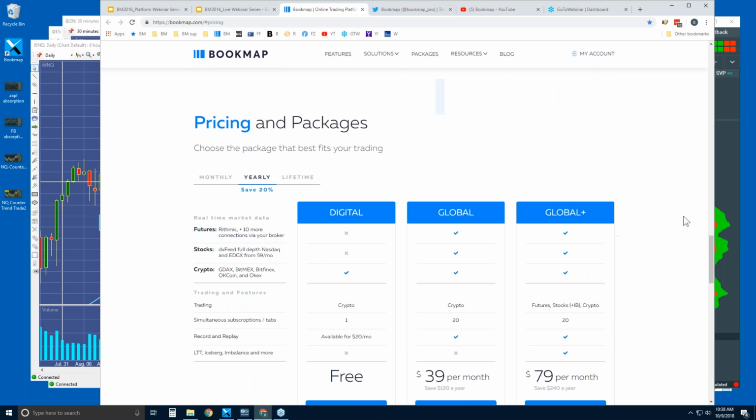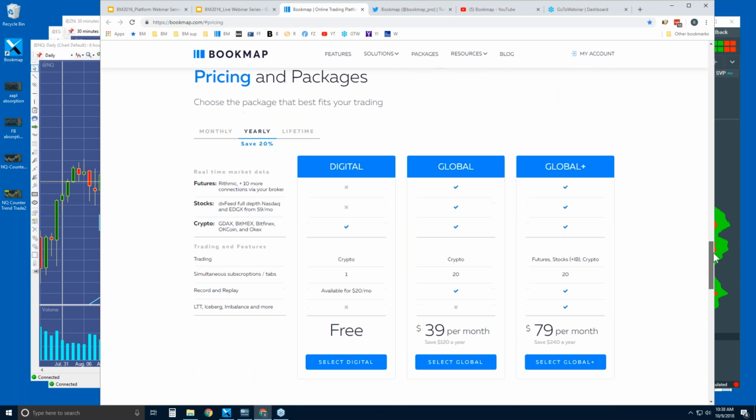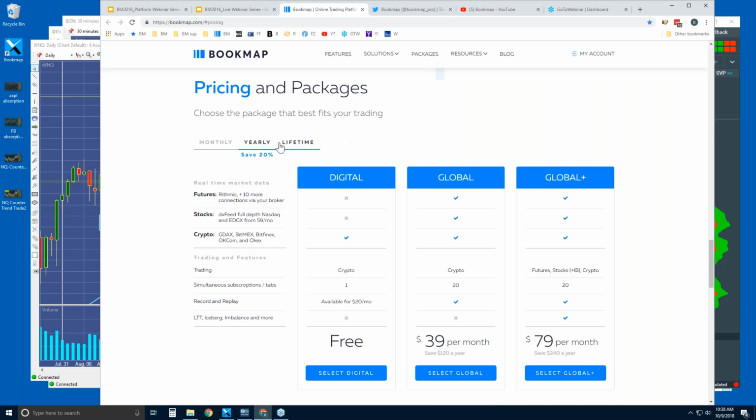And we have new pricing elements here to go through. You can now subscribe monthly, yearly, and lifetime. We're very happy this has been requested, so we're now offering a lifetime. Let's click on monthly here. You can see there's Bookmap Digital, Global, and Global Plus, and we'll go through the different versions. Then you can click on lifetime here and see the pricing that is available. Let's go to monthly and go through some of the details.